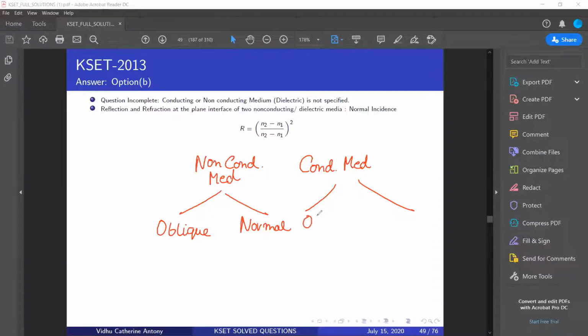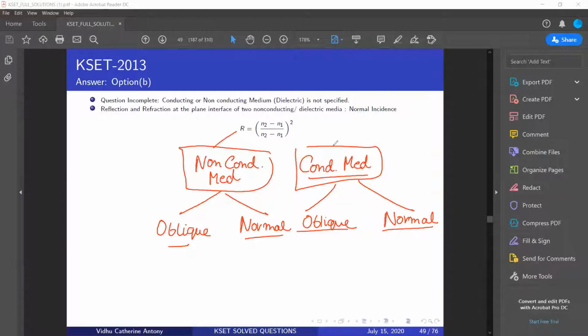Okay. So I think in the BU syllabus, they've just done this part. They've done just non-conducting medium. They really haven't done conducting medium. If you want the derivation, it's quite intense. I can give it to you if you ask me for it. So this is a non-conducting medium, you've got oblique or normal incidence, and conducting medium, you've got oblique and normal incidence. What they haven't done in the question is specify what is what. They haven't specified what medium it is, but they've specified normal incidence.